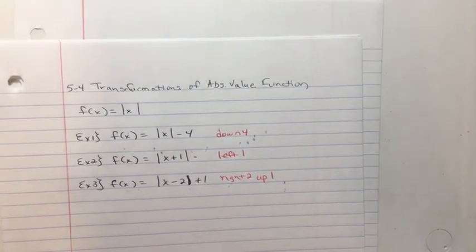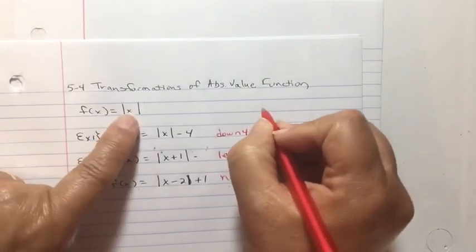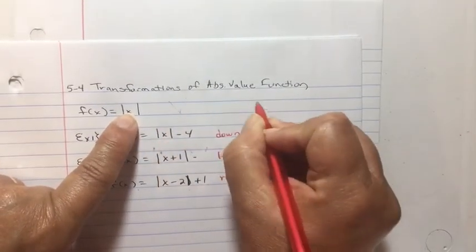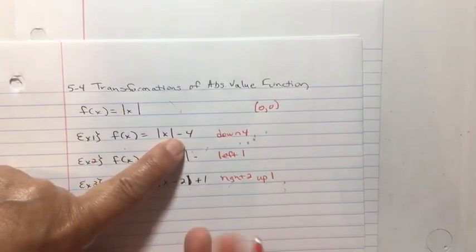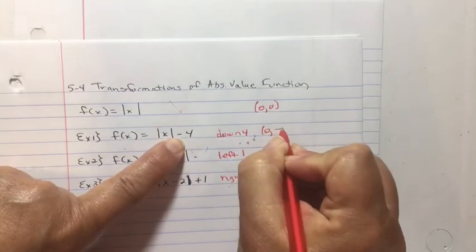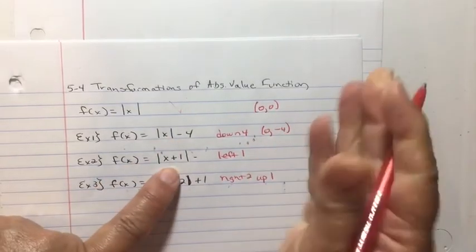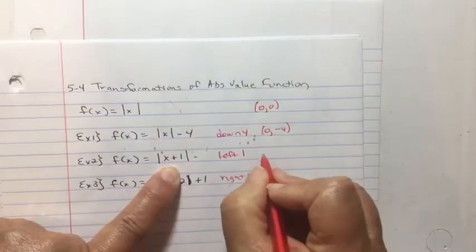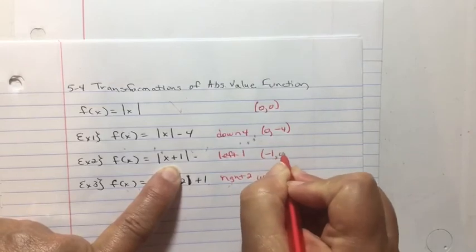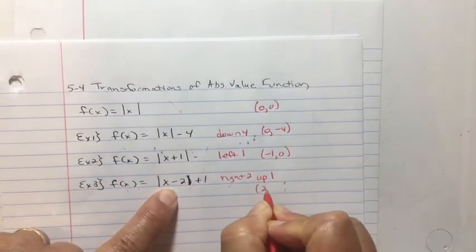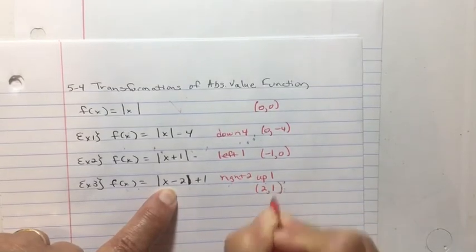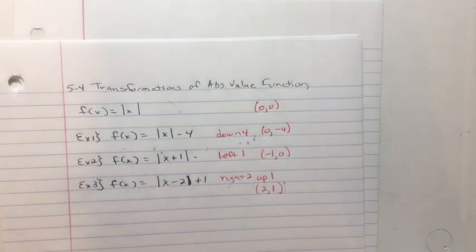Now we need to know where the vertex is on each of these. This is the traditional V function, and the vertex is on 0, 0. If I scoot it down 4, it's now on 0, negative 4. If I move it to the left 1, it's on negative 1, 0. If I move it right 2 and then up 1, my vertex is on 2, 1.